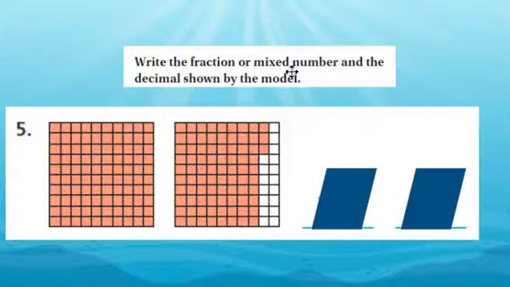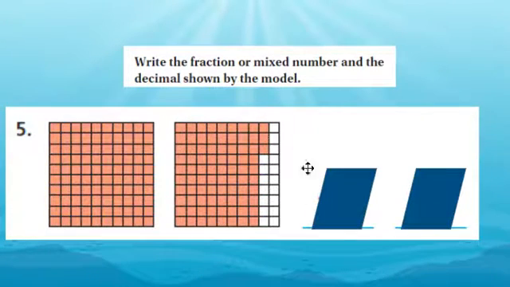Let's try it once more with a bit of a trickier one. Here it's the same instructions where you're writing a fraction or a mixed number and a decimal based on what you see in our models here. I notice that all 100 out of 100 are shaded here. So this part of my model is showing me one whole. Now over here I can do my same trick where I'm counting by tens. So I have 10, 20, 30, 40, 50, 60, 70, 80, and then I'm going to switch to ones. 81, 82, 83.